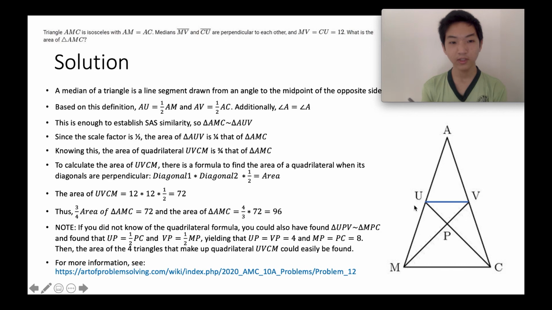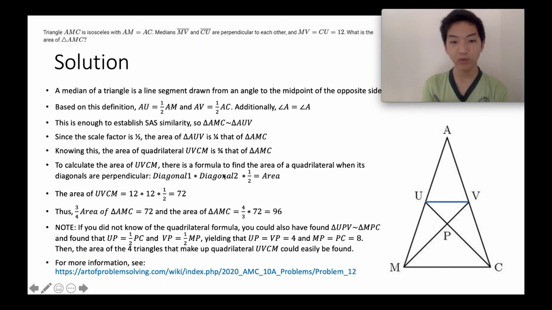To calculate the area of UVCM, there's a formula to find the area of a quadrilateral when its diagonals are perpendicular. That would be diagonal 1 times diagonal 2 times 1/2 is equal to the area. So in this case, we can plug the values in and we get the area of UVCM is equal to 12 times 12 times 1/2. And that would be equal to 72.